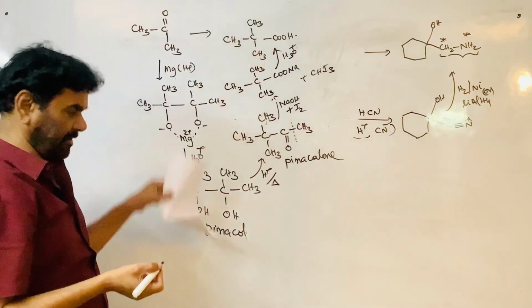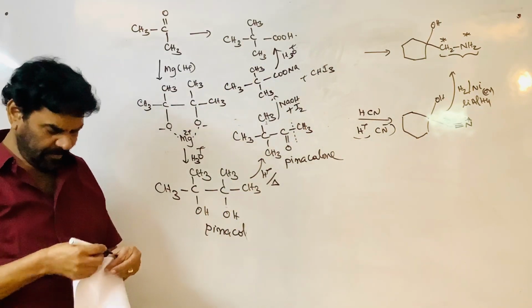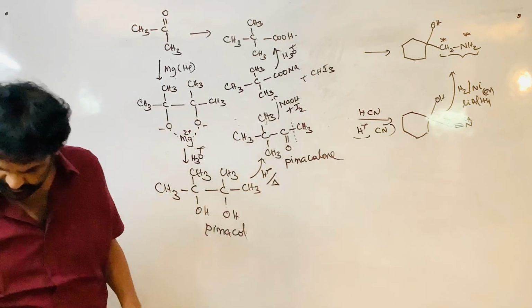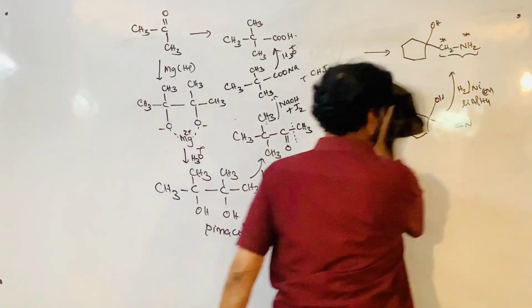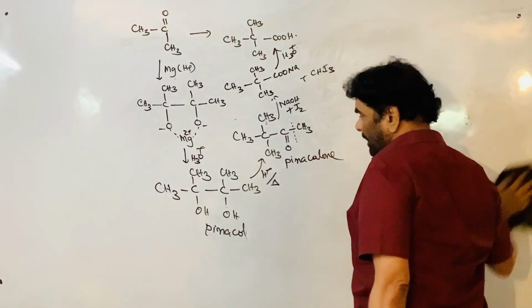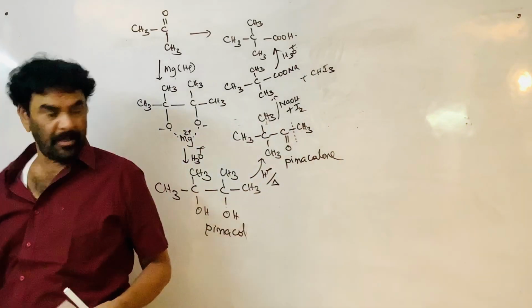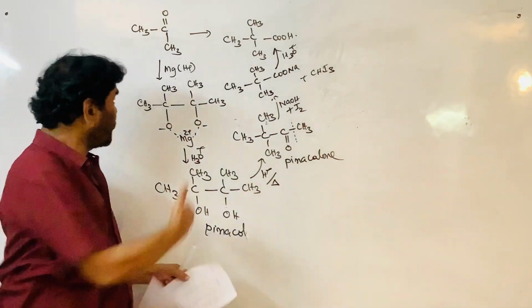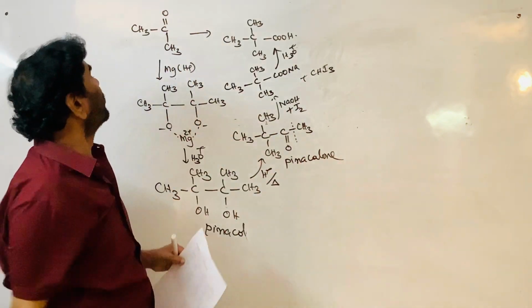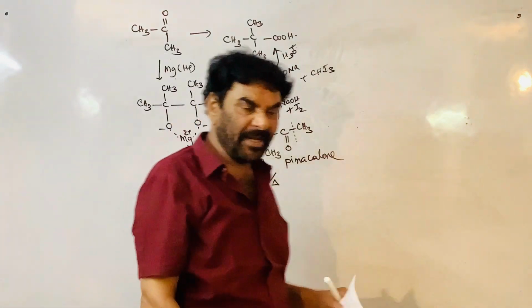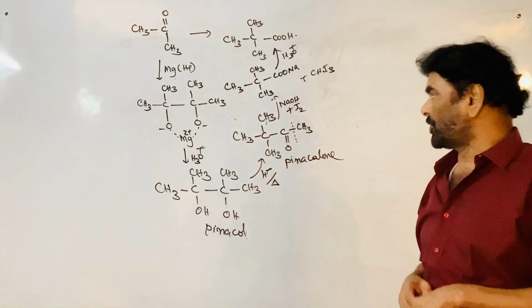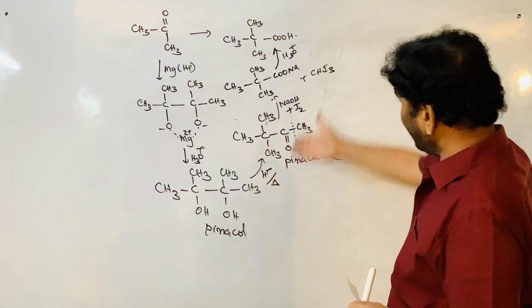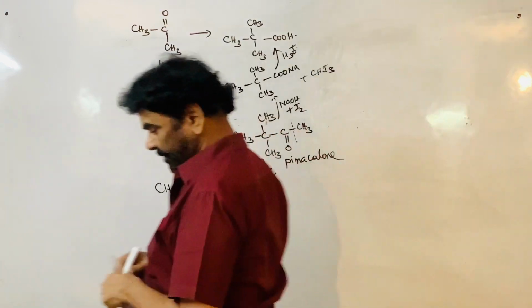So it is lengthy, and you have to conduct the reaction in a planned manner. Ketones can be converted to pinacol by dimerization, by treating with amalgamated magnesium. That is how this reaction is carried out.